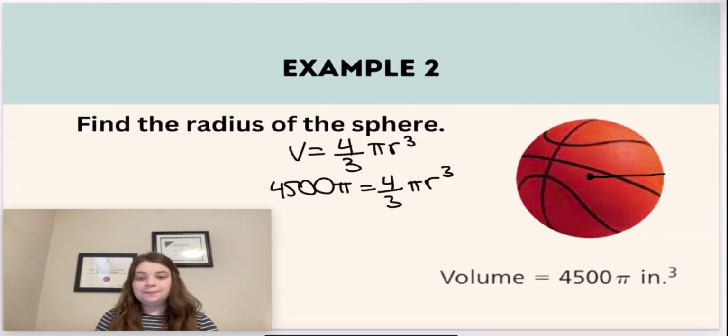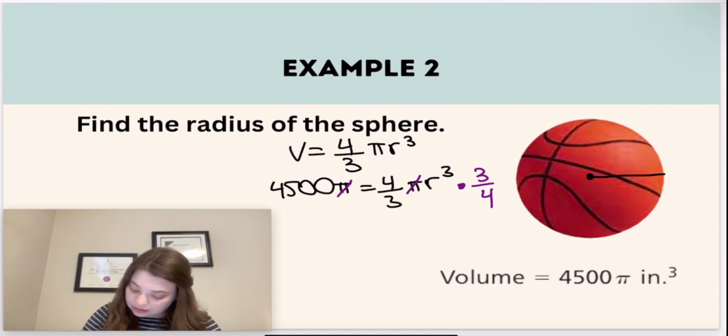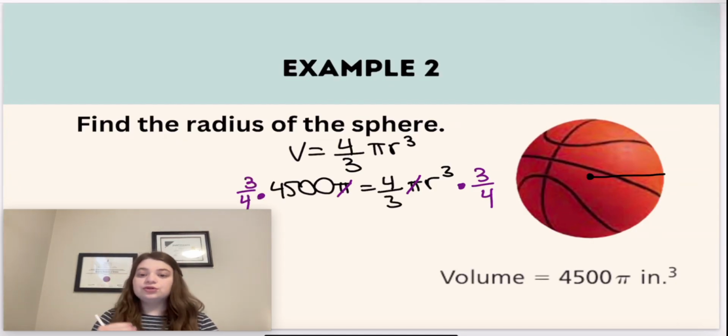So I'm going to write that in. I'm also going to notice that on both sides there's pi, so I'm just going to cancel pi out completely. I'm also going to multiply both sides by 3 over 4. The reason I'm choosing 3 over 4 of all numbers is because in order to get rid of a fraction that's multiplied to our variable, we want to take the reciprocal. The reciprocal means we take what the number is, 4 over 3, and we switch the numerator and denominator. So the reciprocal of 4 over 3 is 3 over 4.